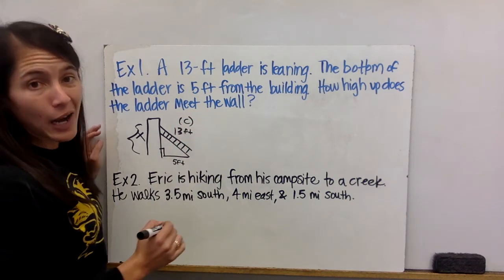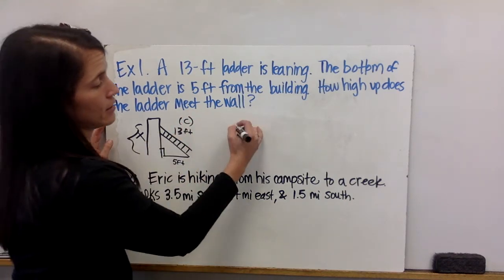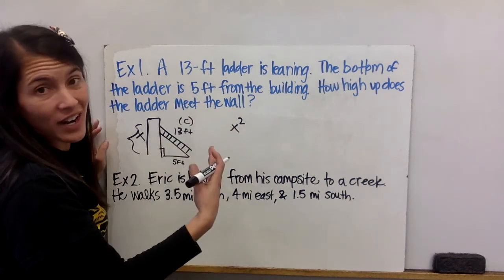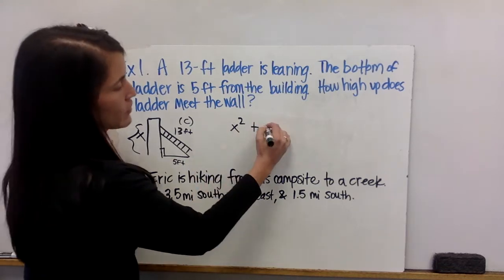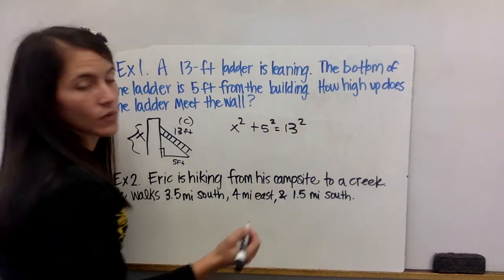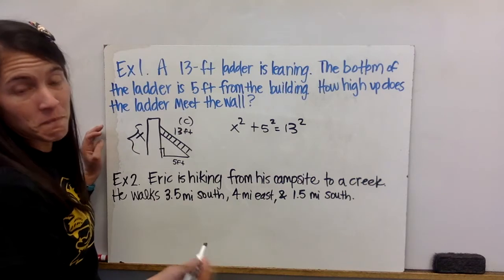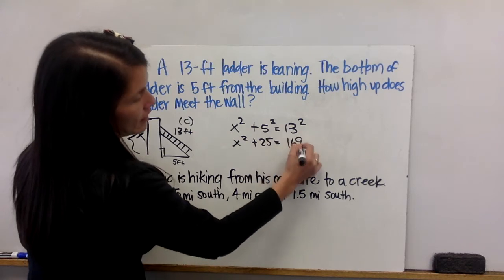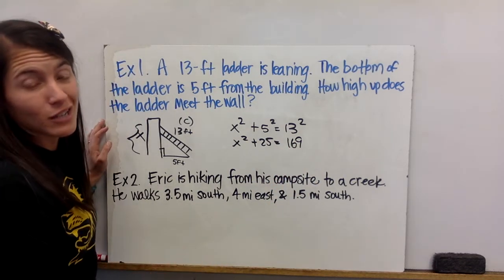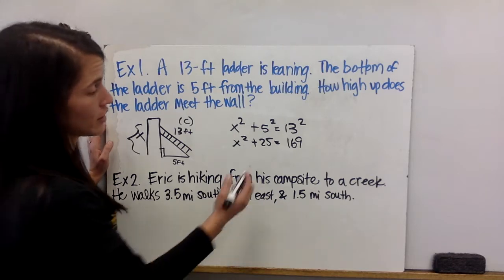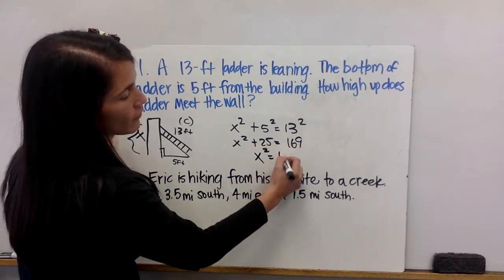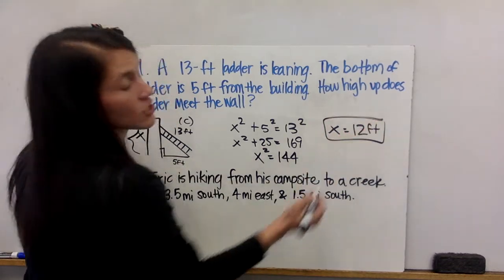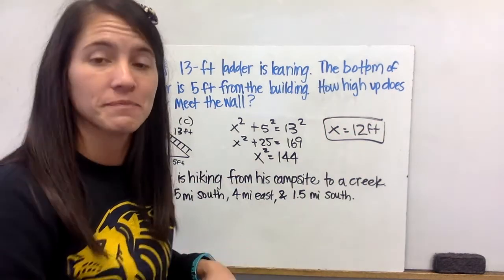Hopefully you see the right triangle that we've created. This is our hypotenuse, and we're missing a leg. So you can write x squared or a squared, it's up to you, plus 5 squared equals 13 squared. I'm putting it into my Pythagorean Theorem. Then I'm going to square everything. I have my squares memorized at least through 15, so I don't have to type anything in a calculator. I subtract 25 from both sides, and I get 144. So that means the ladder is 12 feet high up on the building.